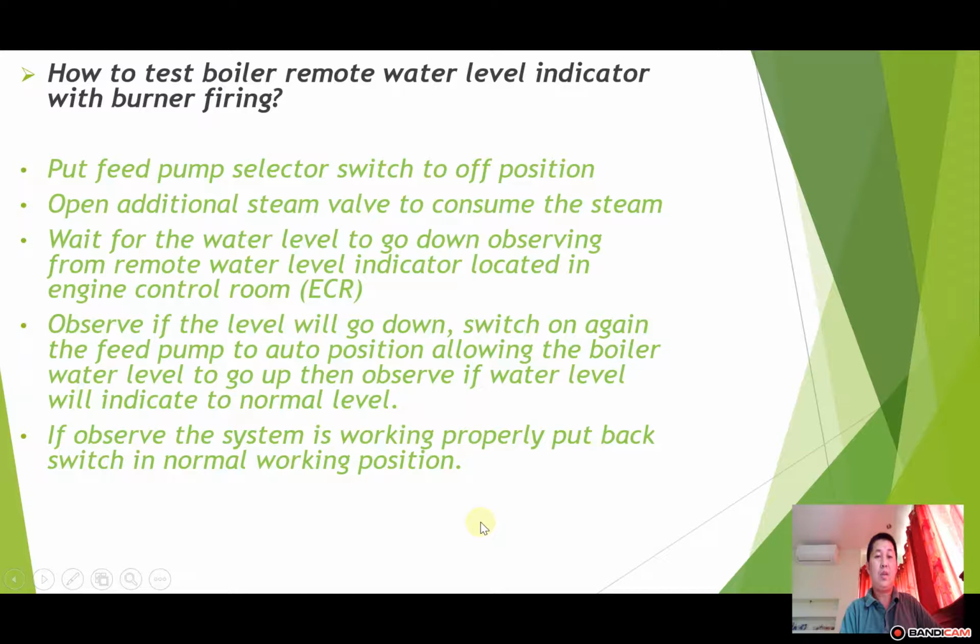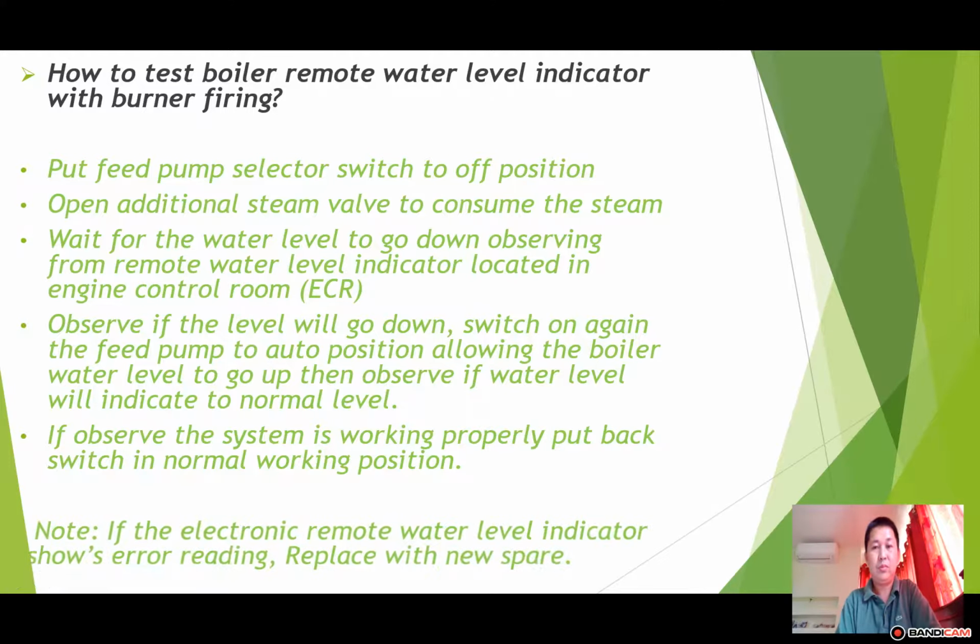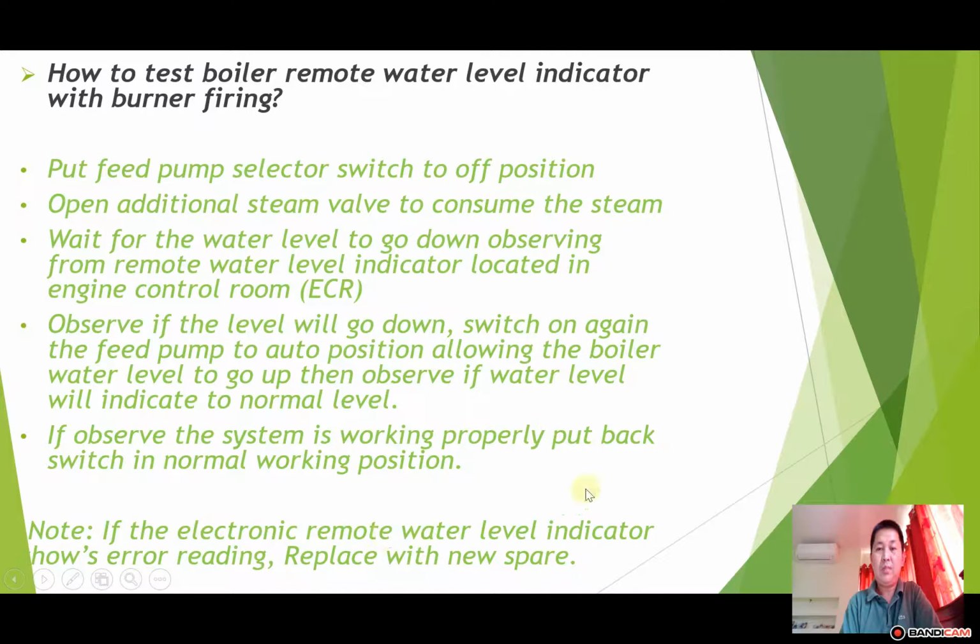So if the water level goes up to the normal position, that means there is no clog on the valve as well as the pipe of your boiler water indicator. So you have to switch the feed pump switch into normal working position again, which is automatic mode. Note, if this boiler water indicator is electronic type and the electronic remote water indicator shows an error reading, replace it with a new spare.